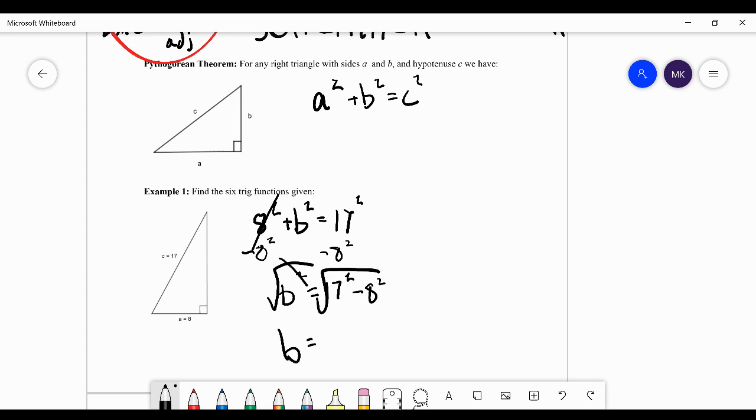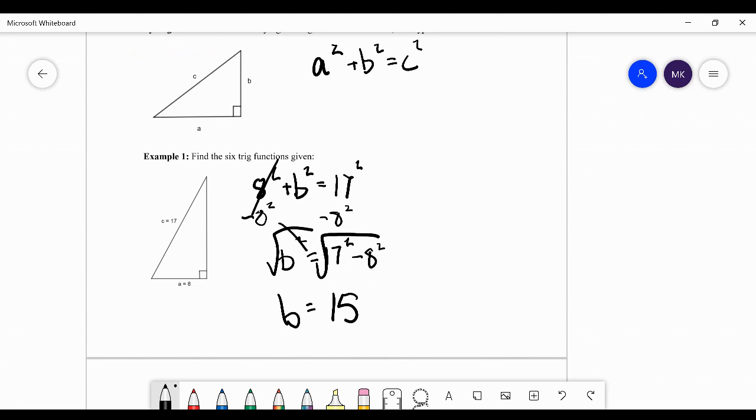And so if we use our calculator, 17 squared is 289. 8 squared is 64. So if we do 289 minus 64, we get a lovely 225. And then the square root of that is 15. So B equals 15. Now, quick question. Why do I not have to do plus or minus 15?